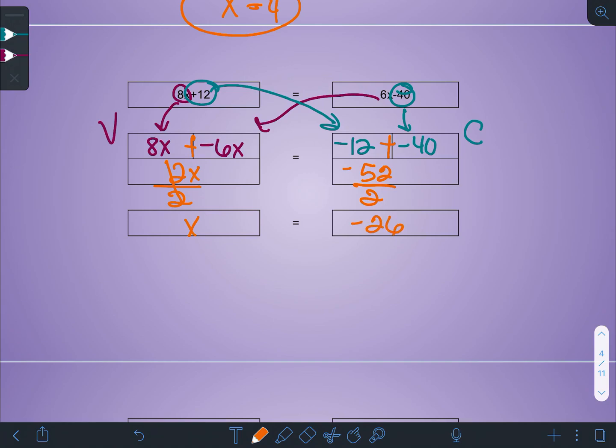Again, you could check it. You should be checking it. I'm not going to with you because you can check it on your own.